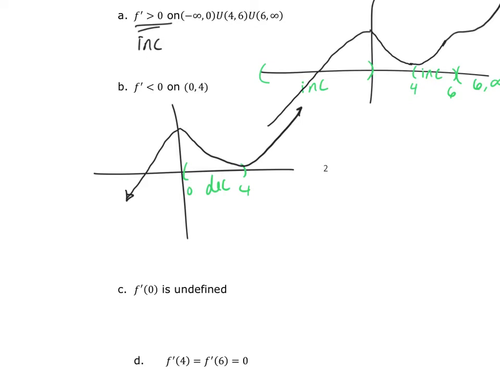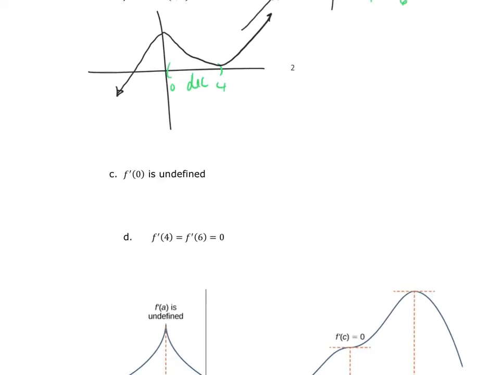Now, could it be that it is horizontal in either direction before and after? Absolutely. But what I do know is in that interval between 0 and 4, I need to be decreasing. If it is a negative infinity, that means I am decreasing. What do you think C is telling me?